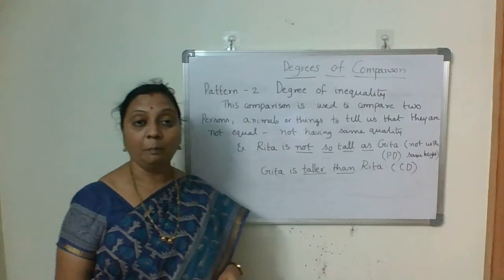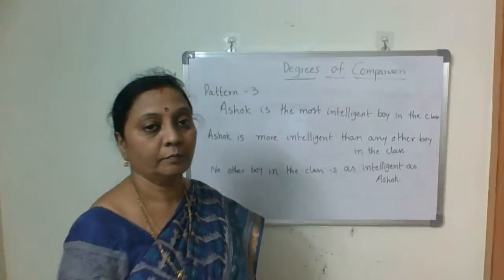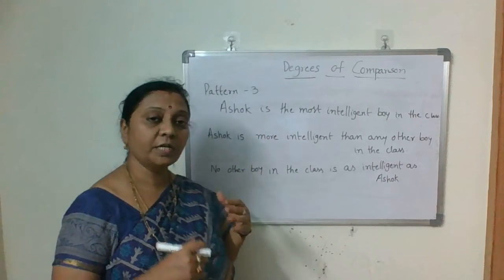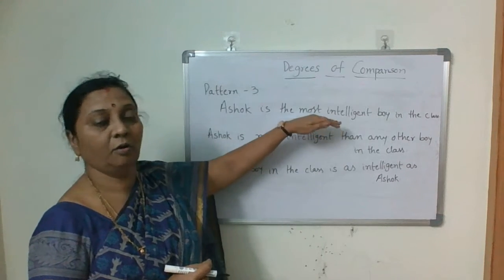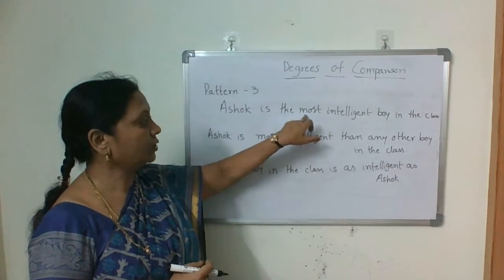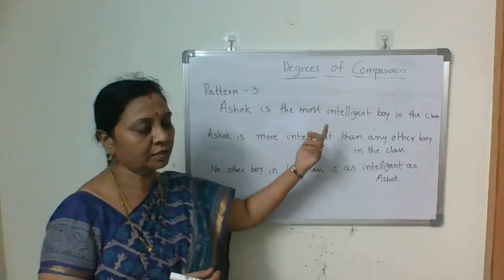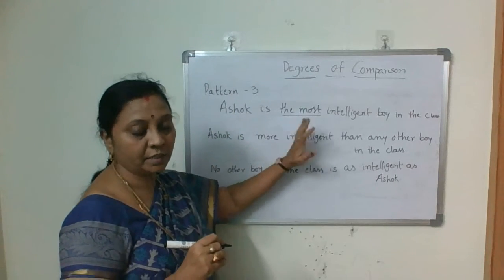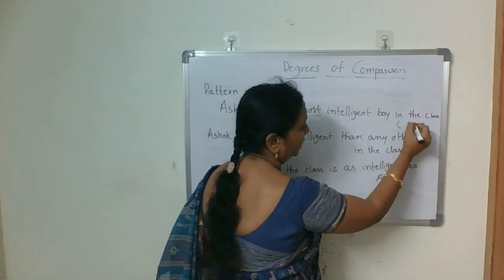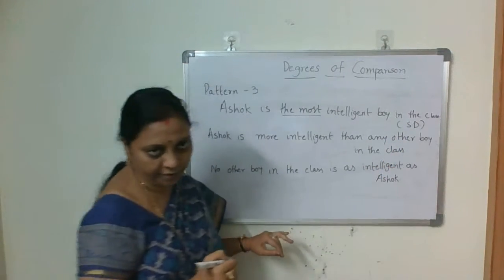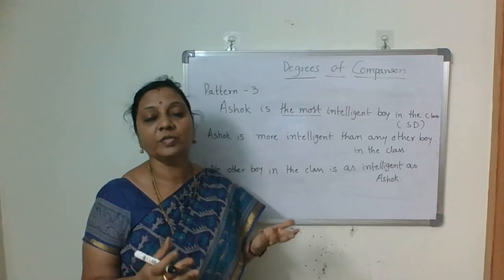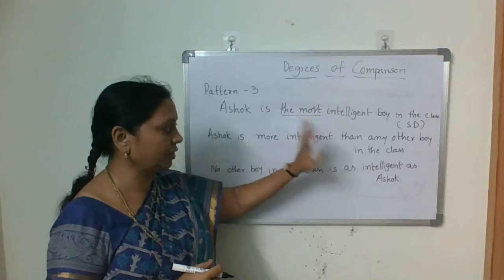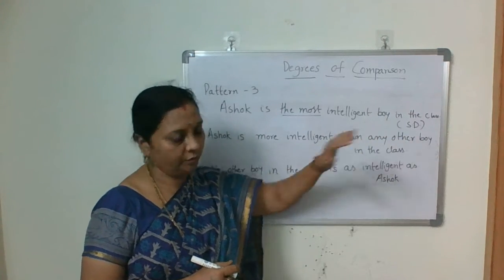So let us look at pattern 3. Pattern 3, here: Ashok is the most intelligent boy in the class. Here we get all the three degrees. Okay, Ashok is the most intelligent boy in the class. Whenever "most intelligent," the "most" is there, we can easily identify it as superlative degree, SG. Ashok is the most intelligent boy in the class. So he is the most intelligent boy in the class, that is superlative degree.